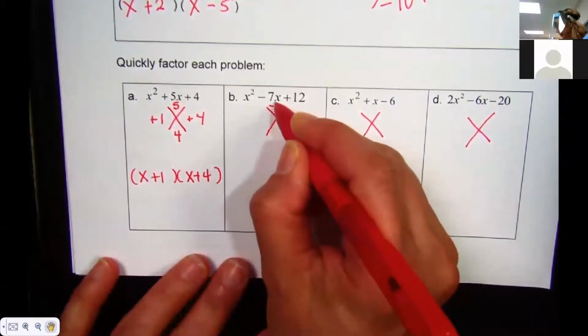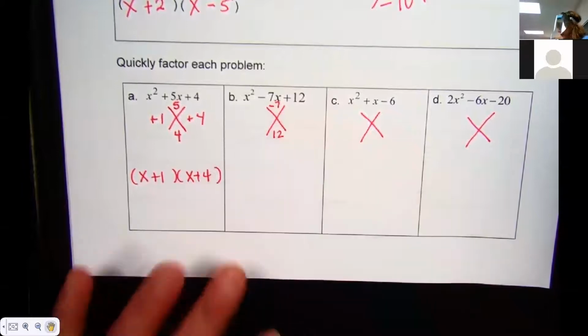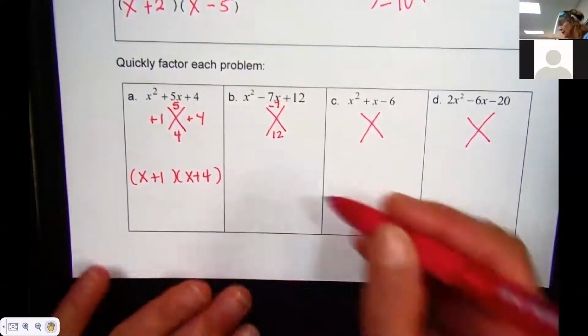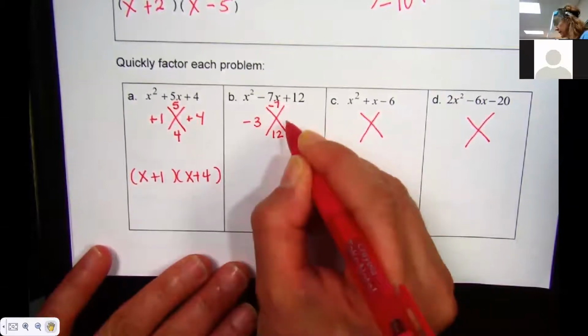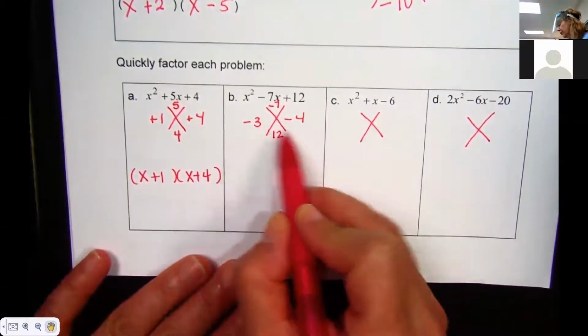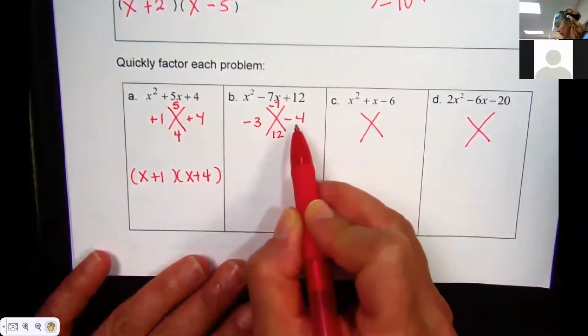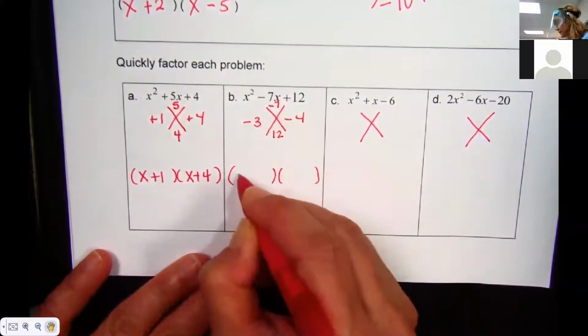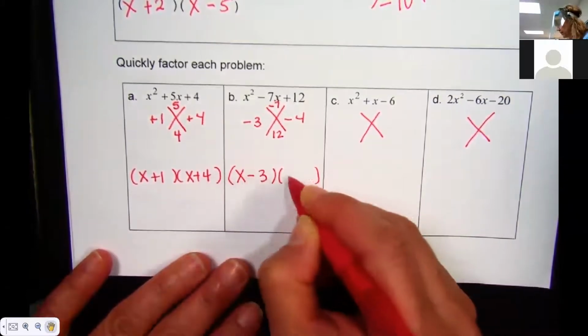Remember, the -7 goes on top, the +12 goes on the bottom. And we already did this problem. This is example number 3 after we factored out the GCF. So remember, a -3 times a -4 makes a +12, but a -3 combined with a -4 is a total of -7, which combines to the top number.